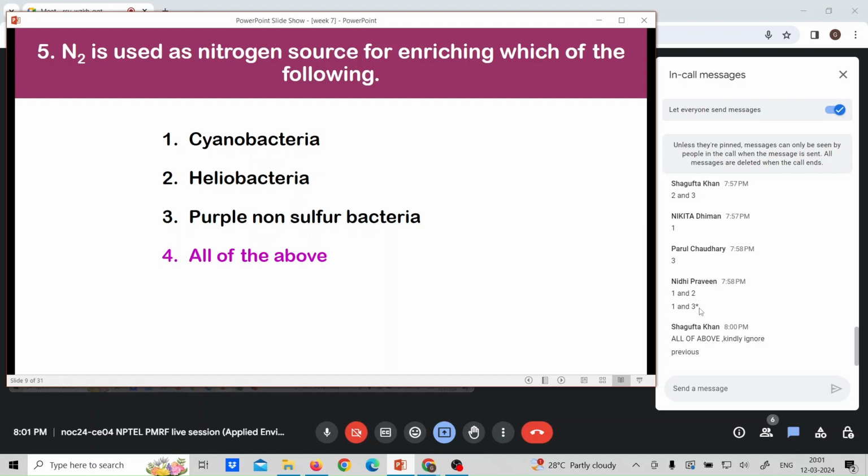You go for a very detailed calculation of what will be your carbon source, what will be your nitrogen source, how much you will add, what's the ratio of all of it, what will be the trace elements that you will add, because you have to satisfy all of the requirements of the microorganism. Here I have specifically mentioned what is the nitrogen source. Nitrogen is the nitrogen source. Obviously nitrogen can be used as a nitrogen source for enriching all of these bacteria. Okay.